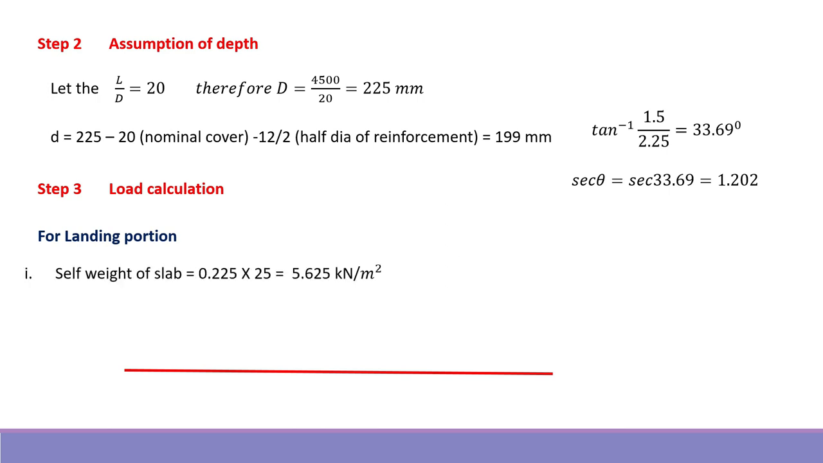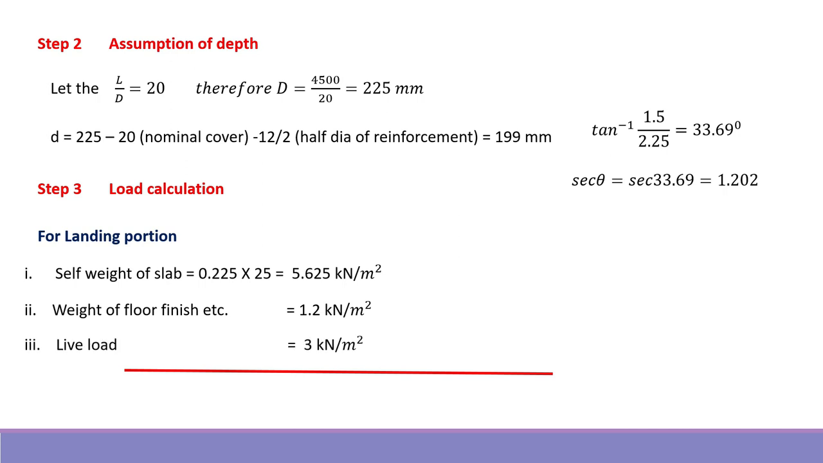So in load calculation, we will see the landing portion, that is the straight portion, first. It will be the self weight of the slab, 0.225 into 25, which is 5.625. Weight of the floor finish is 1.2, as we are considering a stone finish. It will be 1.2 kilonewton per meter square. If it is a normal IPS floor, that is a neat cement floor, it will be 1 kilonewton per meter square, and so on. The details are given in IS 875 part 1, the code for dead load.